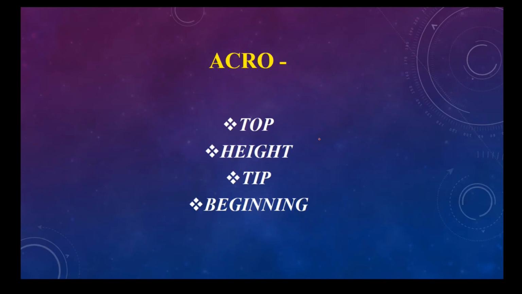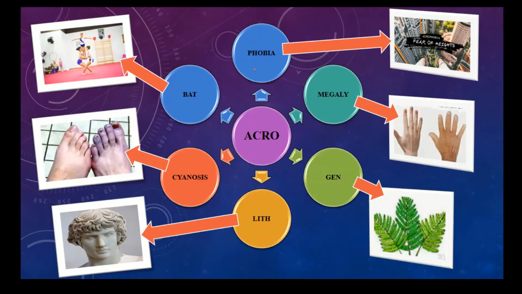Next root word is acro. Acro meaning top, height, tip, beginning. These meanings are all very easy. I think you might have understood: top, height, tip, beginning. That is the meaning of acro. So, related words, let us see.